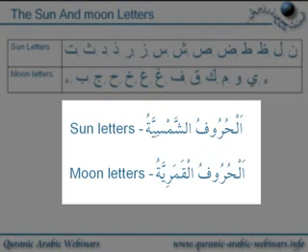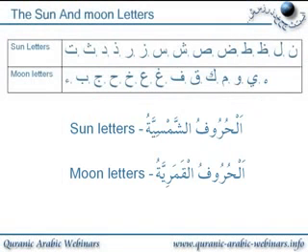So terminology: sun letters in Arabic are known as al-huruf ash-shamsiya. Okay, and the word shams is sun. Huruf here means letters. And then we've got the moon letters, they're known as al-huruf al-qamariya. Okay, and the moon again is qamar in Arabic. So break it down into the sun and moon letters, and we'll see later on the rule that we're looking for is actually built into these actual words as examples.